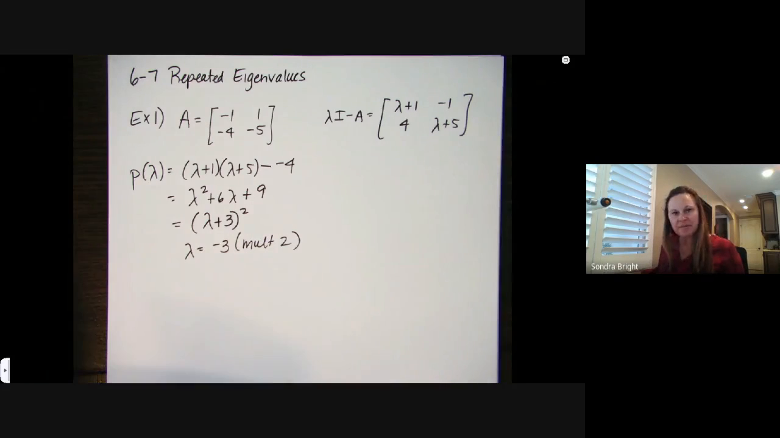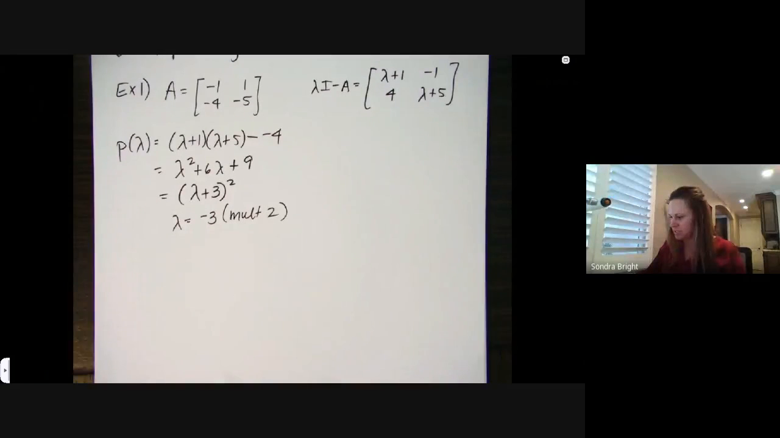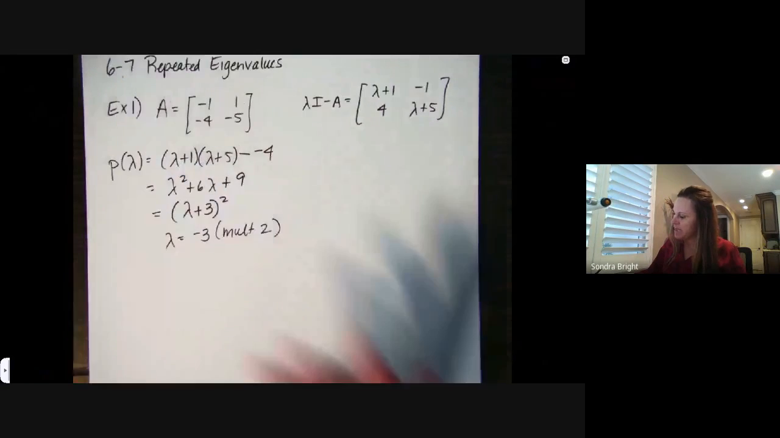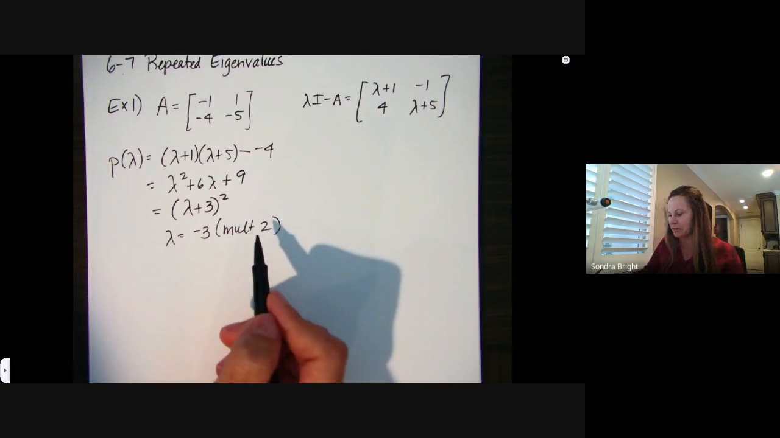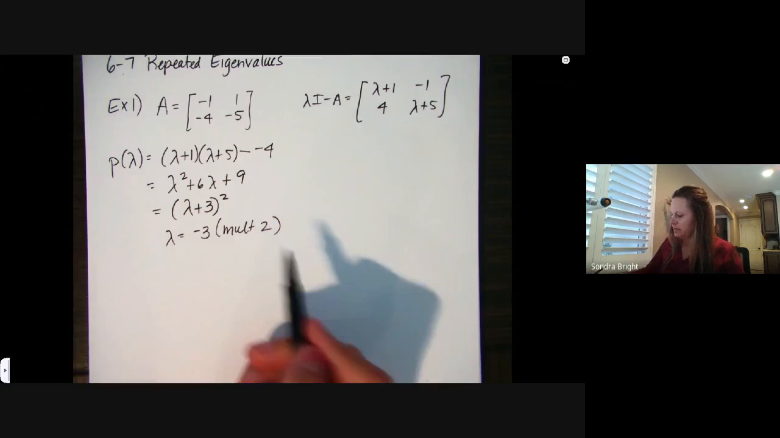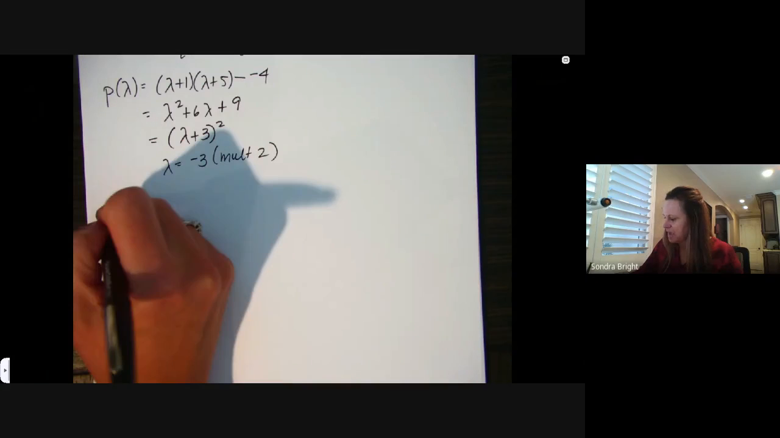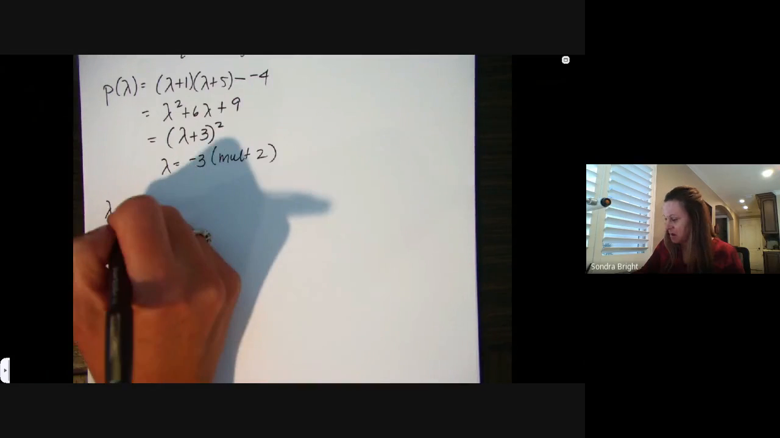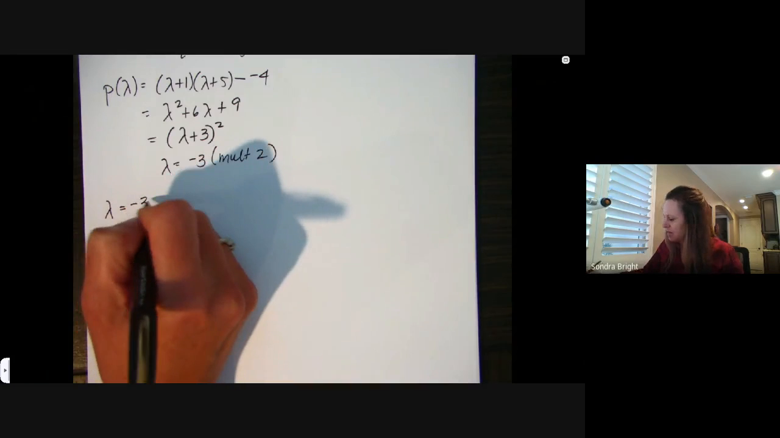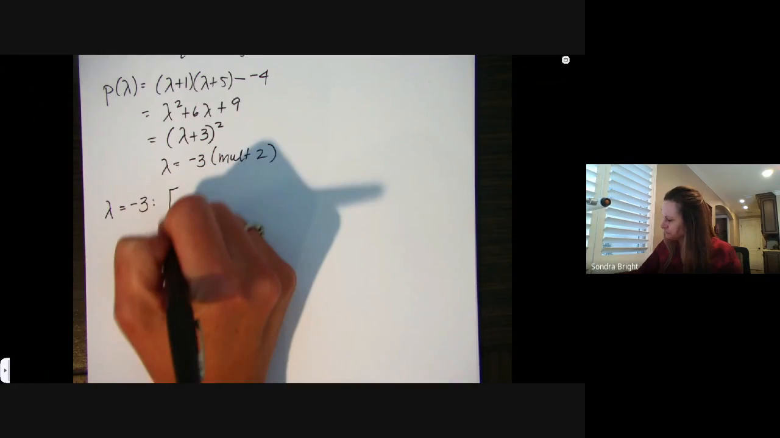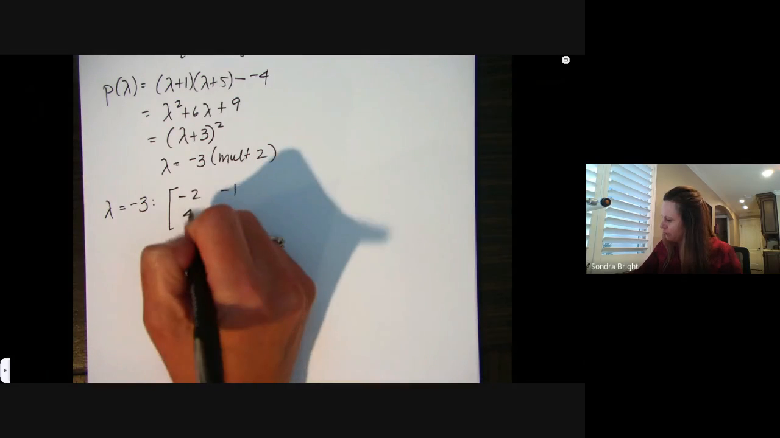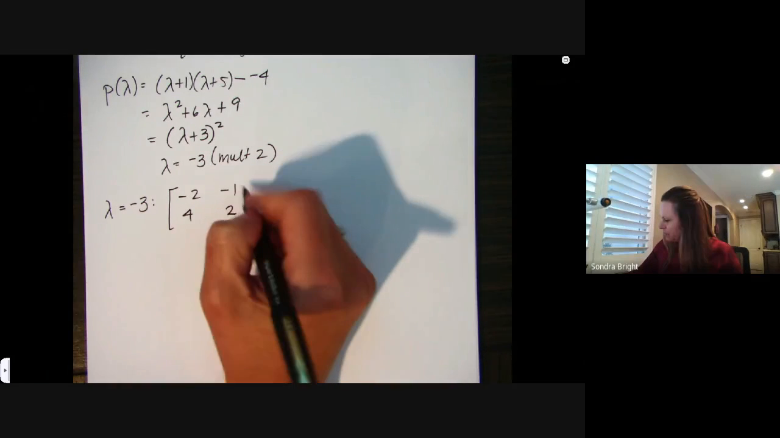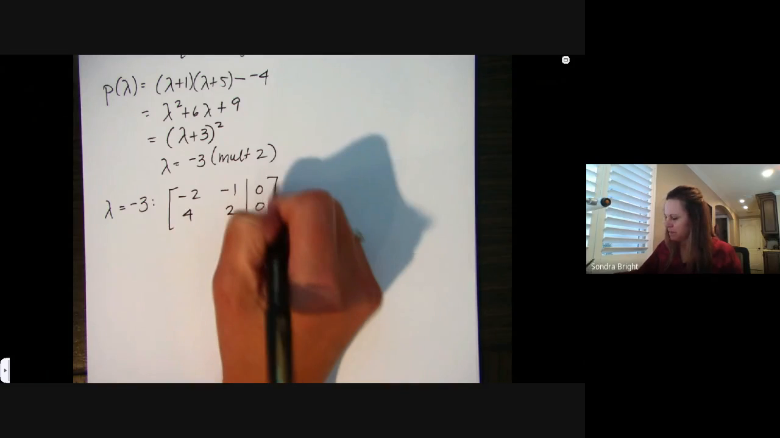We had that happen yesterday in the previous lesson on section 6, but it didn't matter because when we had a multiplicity of 2, we ended up with two linearly independent eigenvectors. So let's see what happens today. I have a sneaking suspicion that we're not going to get two eigenvectors coming out of this thing. All right, so we plug in negative 3 in here, and you would get a negative 2, negative 1, 4, and then positive 2. And we want to solve for when this is 0.